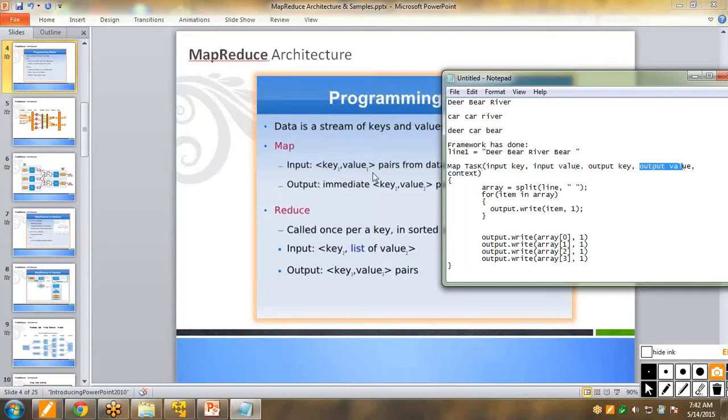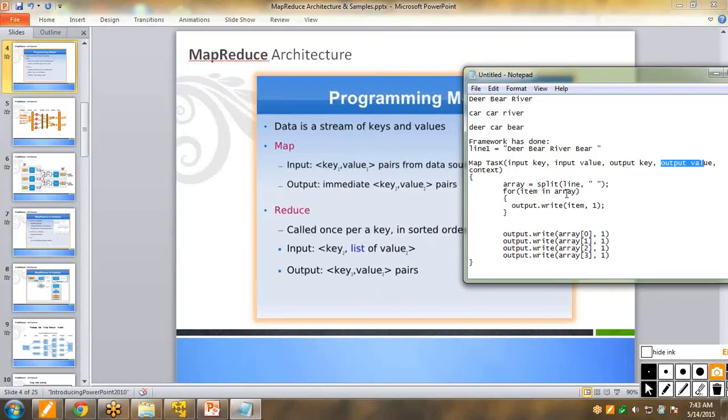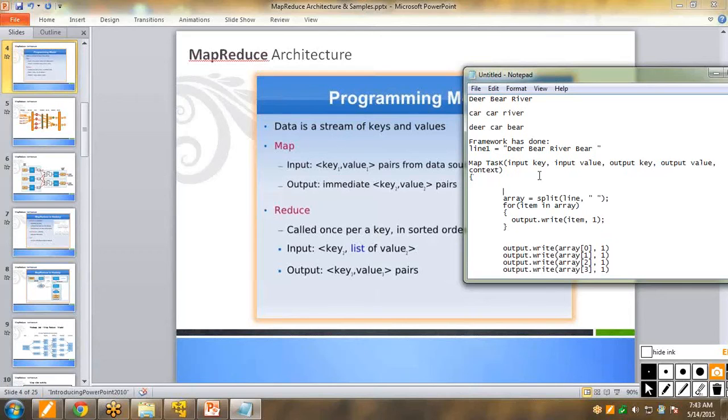It is compliance to this MapReduce framework, right? So, but what is the line? Where is my line here? The line is what is the key and what is the value. The key is your line position.